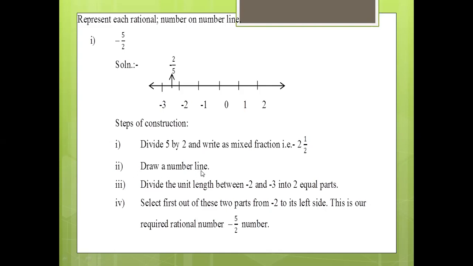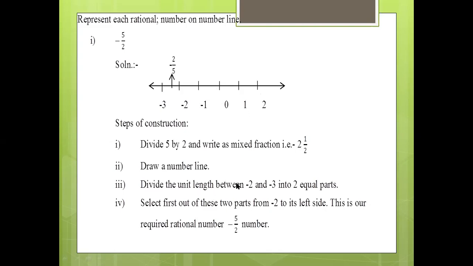After that you draw a number line. In the middle, 0, at the right hand side the positive integers 1, 2, and the left hand side the negative integers minus 1, minus 2 and minus 3. For a positive integer, if you write plus, okay. If you don't write plus, just write 1. So it's understood that this is positive 1.